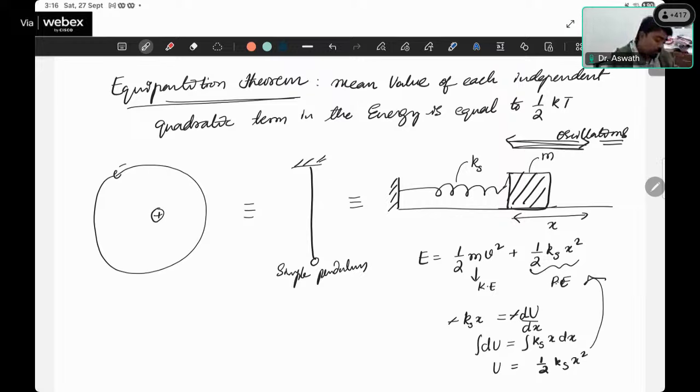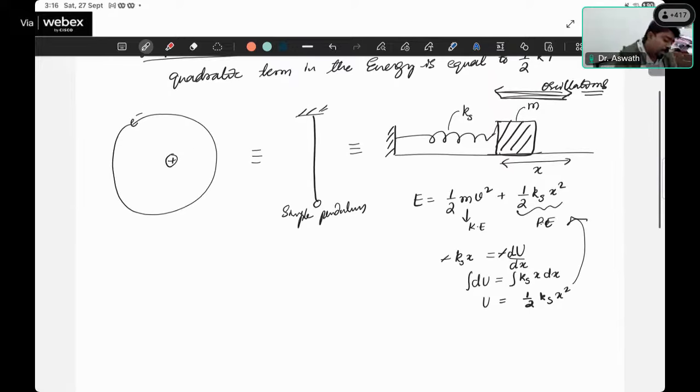This would even be applicable in a simple pendulum. In the simple pendulum, you don't see any spring, right? So what is the equivalent spring constant here? Here the kinetic energy of the system is half m omega square x square. What is omega? Omega is the angular frequency of the oscillation. So if you want a spring constant in a simple pendulum situation, it is simply equal to m omega square.